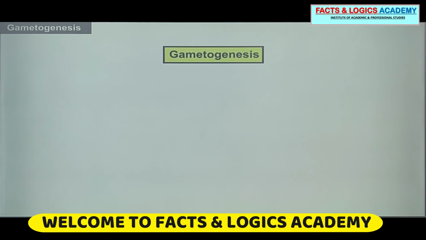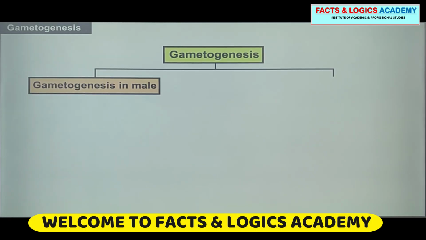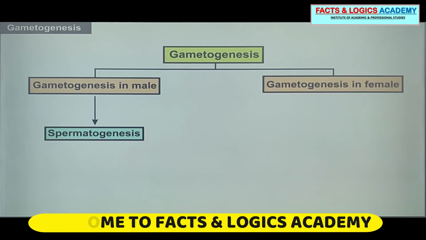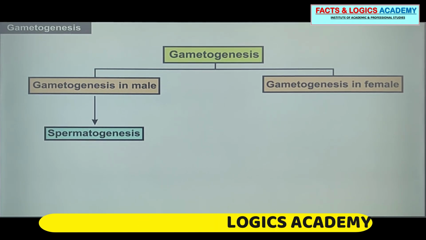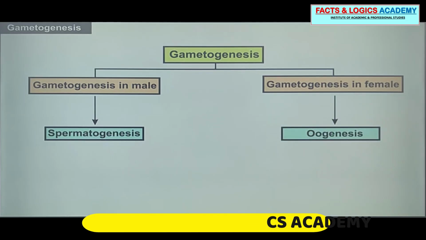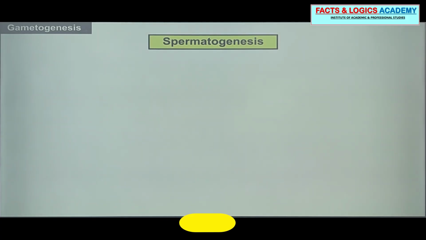In males, testes produce the sperm, and the process of formation of sperms is known as spermatogenesis. While on the other hand, in females, the ovary produces the ovum, and the process of formation of ovum is known as oogenesis. So let us understand them one by one. Firstly, let us discuss about spermatogenesis.